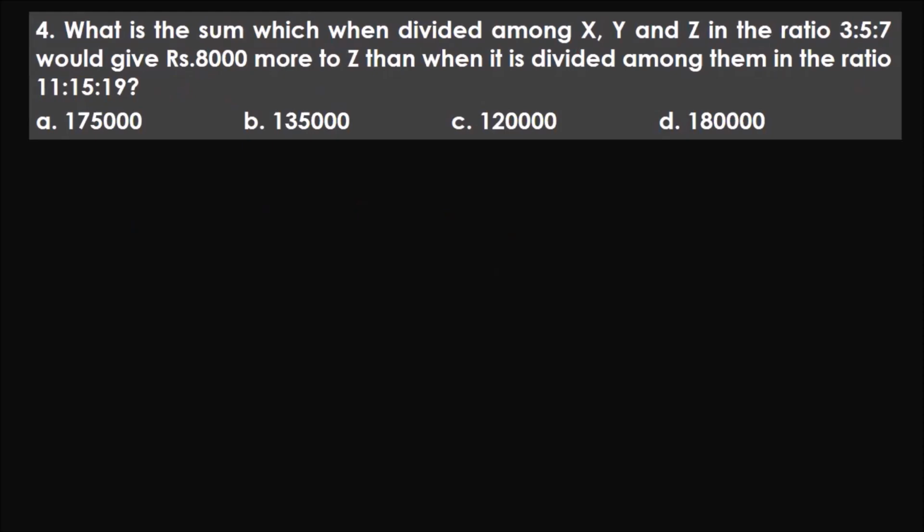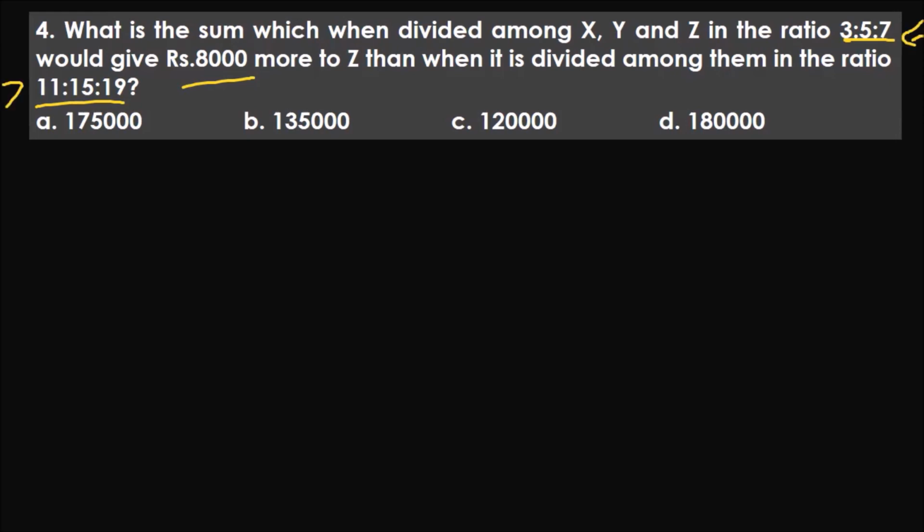Let's read the question first. What is the sum which when divided among x, y, z in the ratio 3 is to 5 is to 7 would give 8,000 more to z than when it is divided among them in the ratio 11 is to 15 is to 19? Okay, so these two are the ratios. Now the sum is not changing. The sum is the same. That is, in one case it is getting divided in this ratio and in the other case in this ratio.